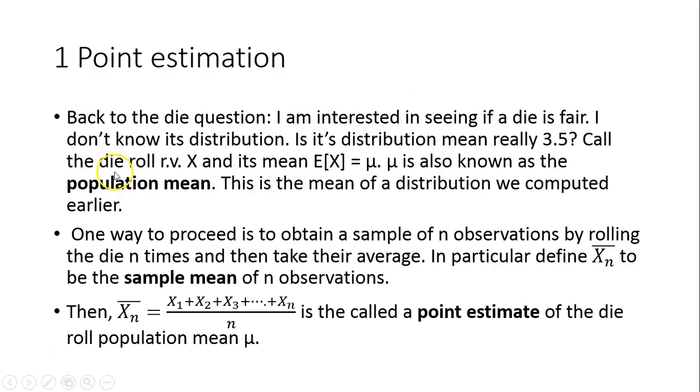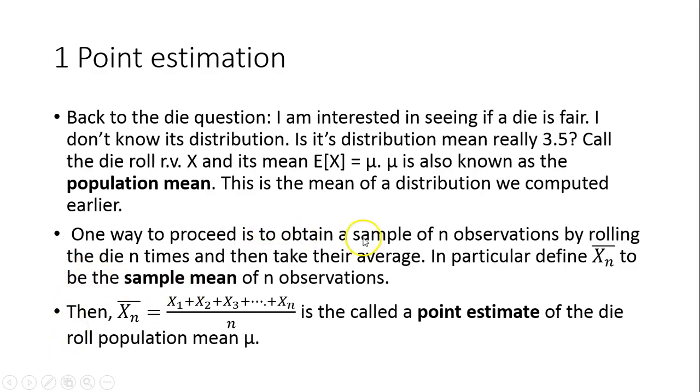Okay? So call the die roll random variable x and its unknown mean, expected value of x, call it mu. This is what I don't know. Mu is also known as the population mean. This is the mean of a distribution we computed earlier. So again, we assumed that we knew it was fair, and we computed it was 3.5, right? So, is its mean really 3.5? What am I supposed to do to tell you this?